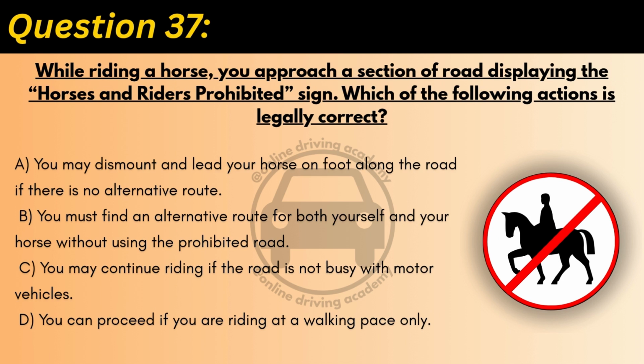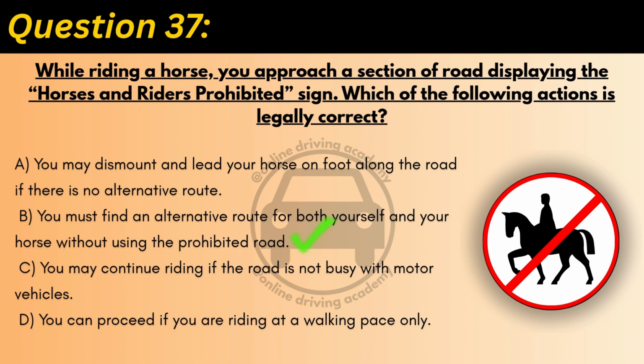Question 37. While riding a horse, you approach a section of the road displaying the horses and riders prohibited sign. Which of the following actions is legally correct? Is it option A? You may dismount and lead your horse on foot along the road if there is no alternative route. Is it option B? You must find an alternative route for both yourself and your horse without using the prohibited road. Is it option C? You may continue riding if the road is not busy with motor vehicles. Or is the correct answer option D? You can proceed if you are riding at a walking pace only.